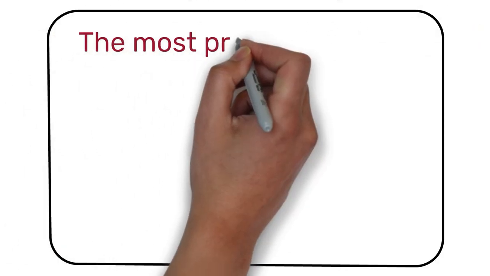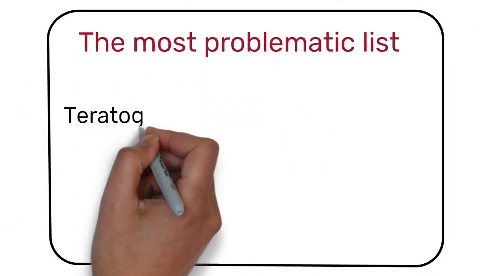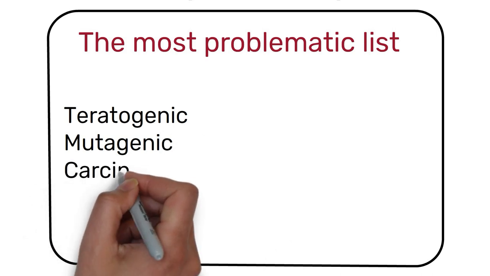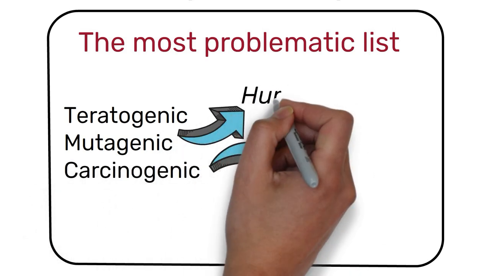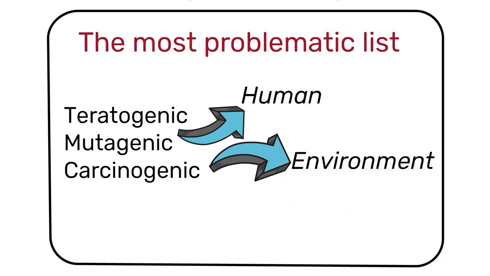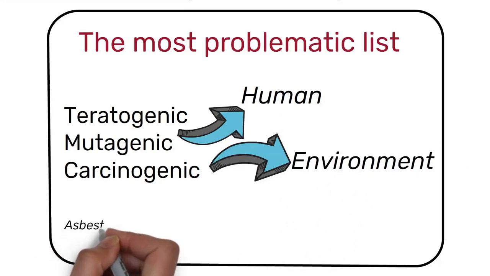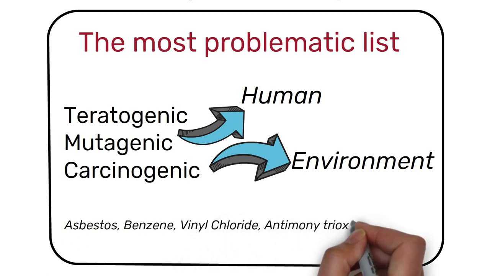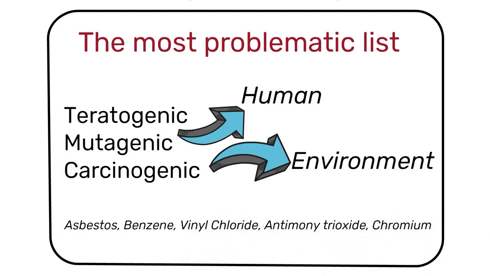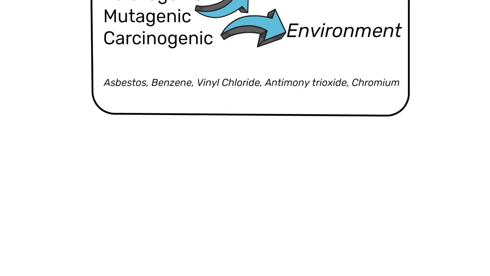The X list. This is the list of the most problematic ones. Those are teratogenic, mutagenic, carcinogenic, or harmful in direct and indirect ways to humans and the environment. Some example materials are asbestos, benzene, vinyl chloride, antimony trioxide, and chromium. Substances placed on the X list are considered the highest priorities for the complete phase-out, and if necessary and possible, replacement.